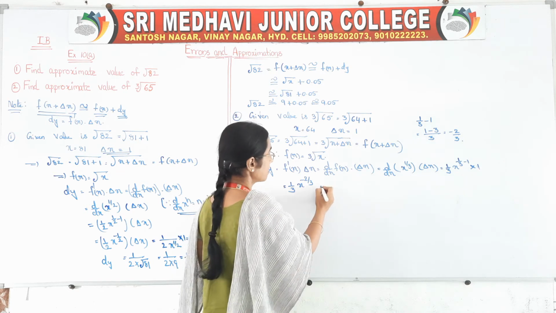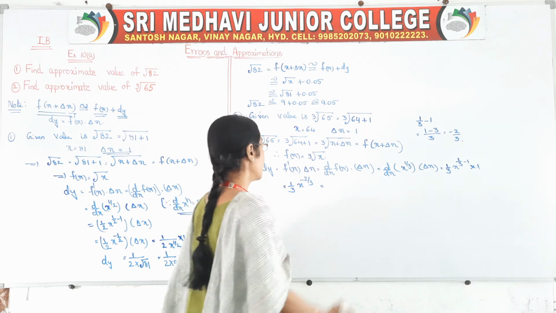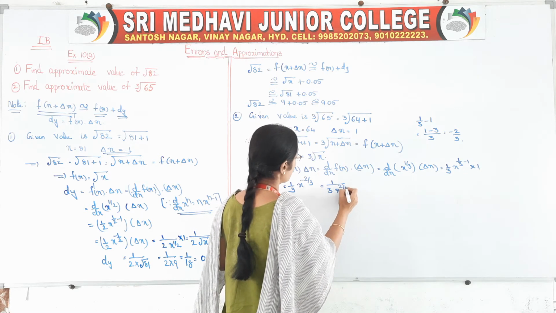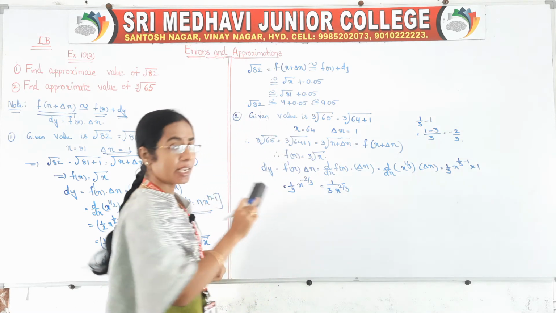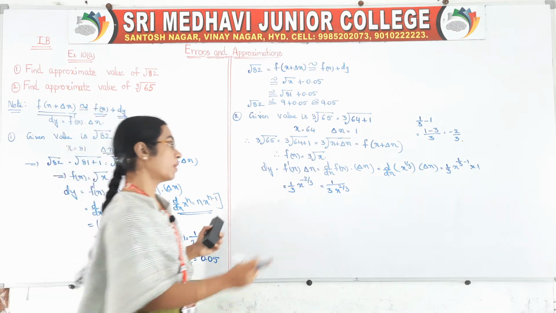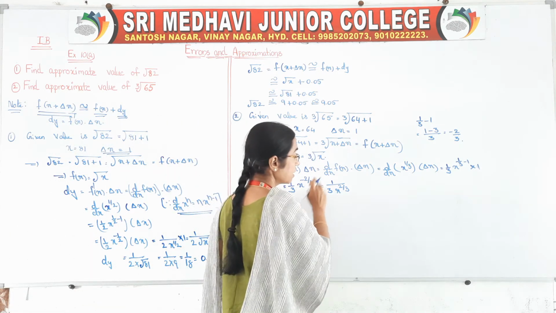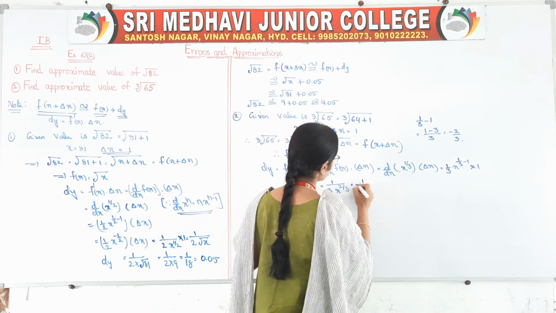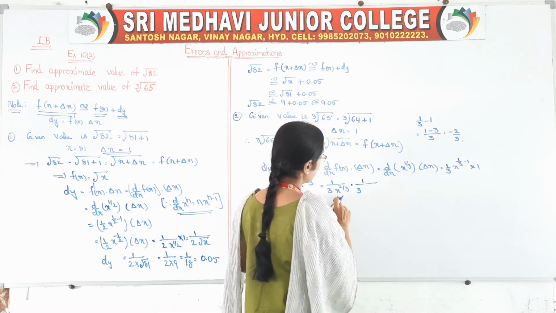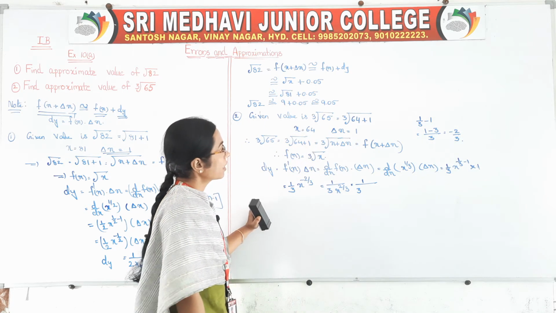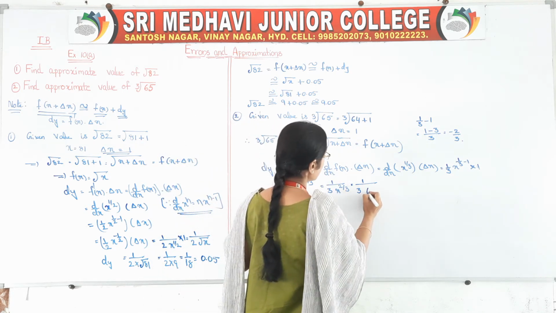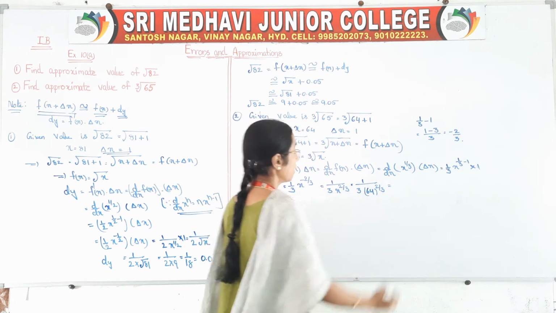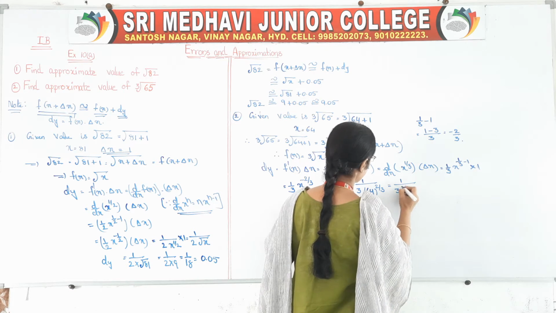Into 1 means same value. Next we can write this as 1 by 3 into x to the power of 2 by 3 in the denominator. Power is negative, right? So whenever the power is negative, you write it downwards. So it is equal to 1 by 3 into x. What is your x value? 64, right? 64 to the power of 2 by 3.